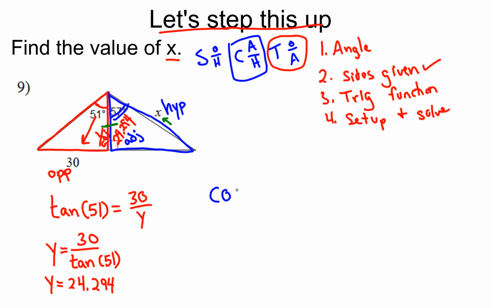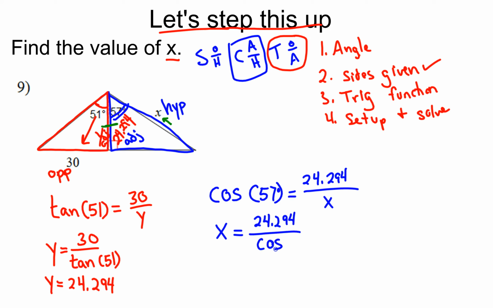Let's write cosine of our angle here, 57, is equal to the adjacent over the hypotenuse. So adjacent's that value we just found, the 24.294. That's going to be divided by the hypotenuse, which in this case is our unknown x. So now we have this equation. We just have to solve it. Remember, if the variable's in the bottom, you divide by the trig function. So we're going to get x is equal to 24.294 divided by the cosine of 57.